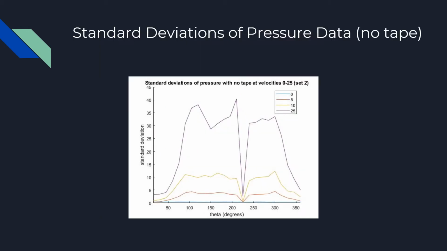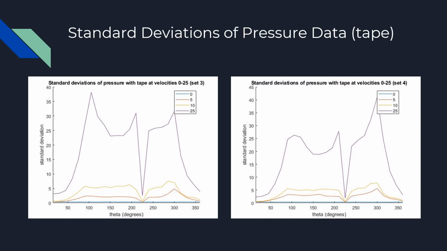This is a plot of the standard deviations of the pressure data with no tape. The sharp drop at 210 degrees corresponds to port 2 on the cylinder, which was malfunctioning during our testing. The standard deviations increase with an increase in velocity, and this is because the turbulence increases with increase in velocity, and this adds more variation to the flow.